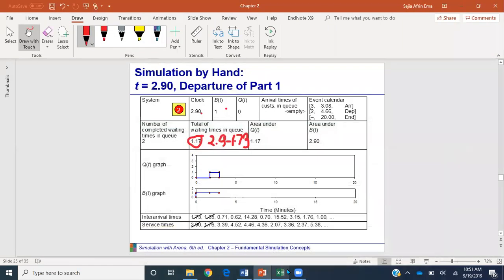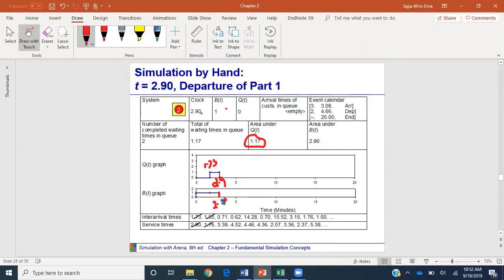Okay. Next, we're going to see that area under QT graph is how much? 1.17 because this time is 1.73 and this time over here is 2.9, the clock time. So this area is 1.17. The area under the BT graph is 2.9 because this is 2.9.